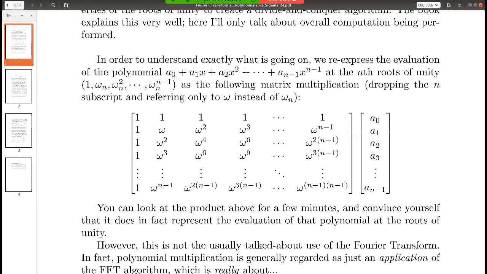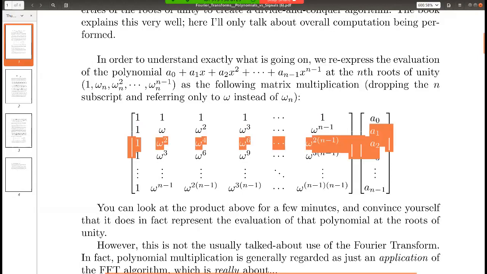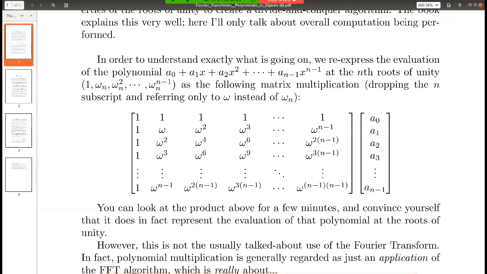Just notice that here we've said A0 is the 0th coefficient, A1 is the first, A2 is the second, etc. And so we would want to do, say, if we're evaluating this polynomial at omega, which is what we call the first nth root of unity, or the smallest nth root of unity. Omega to the 0 is 1, omega to the 1 is omega, omega squared, omega cubed, and so on.